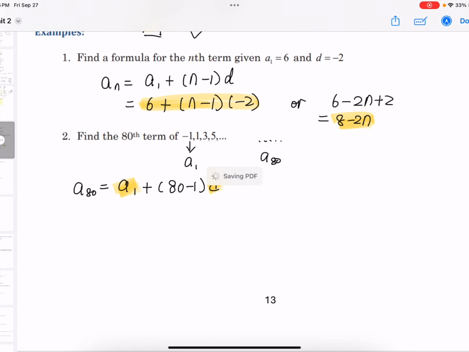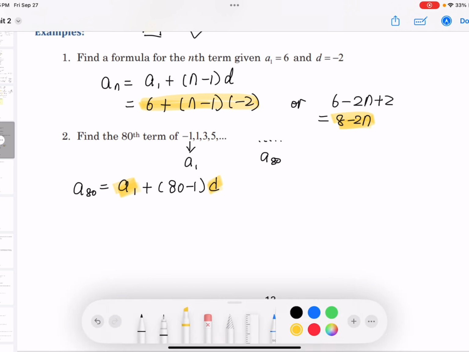That's the difference between two successive numbers. So we can pick random numbers. I can pick maybe 3 and 5 and find the difference. I can also find the difference between 1 and 3.